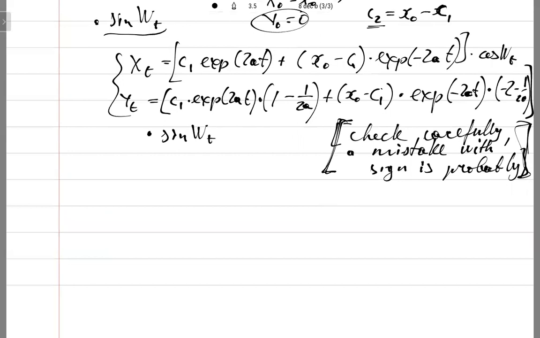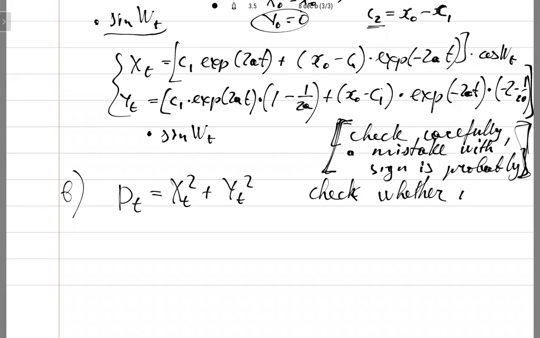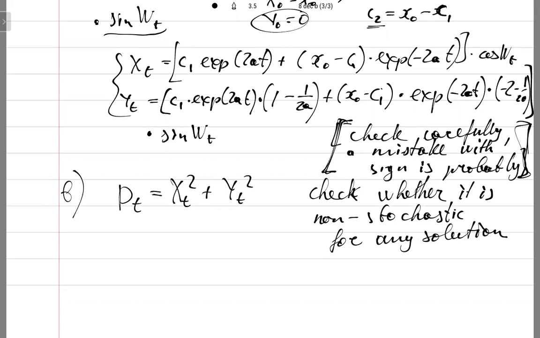Okay, let's move on. Point B says consider d(t) that is x(t) squared plus y(t) squared, and check whether it is non-stochastic for any solution. We will do the same strategy. We will use the same idea, just Ito's lemma and plug in. No more ideas. Very simple approach. Just plug in and Ito's lemma.